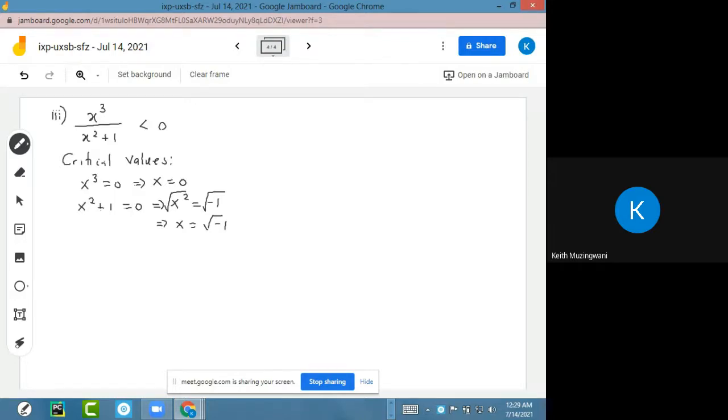So your table is just a simple thing, 0 there, and then we can demarcate and draw a line there. Pick a number bigger than 0, say 1, a number less than 0, negative 1, and then get x power 3, then get x squared plus 1 if you want. If you don't want, just get x power 3 over x squared plus 1, because we know that the middle part there won't change any sign.